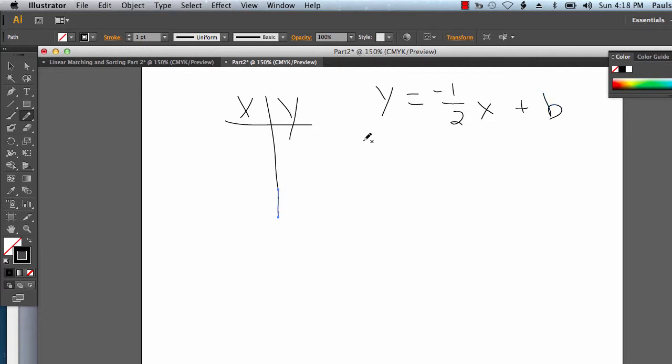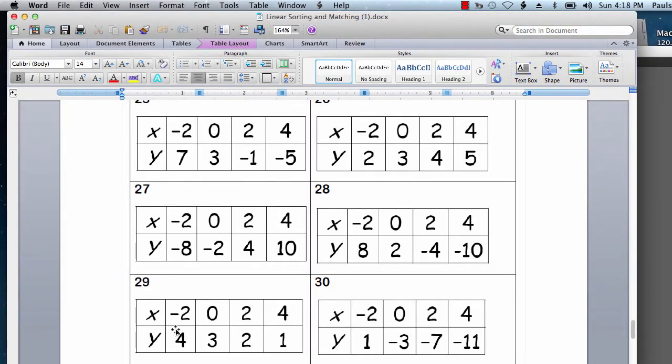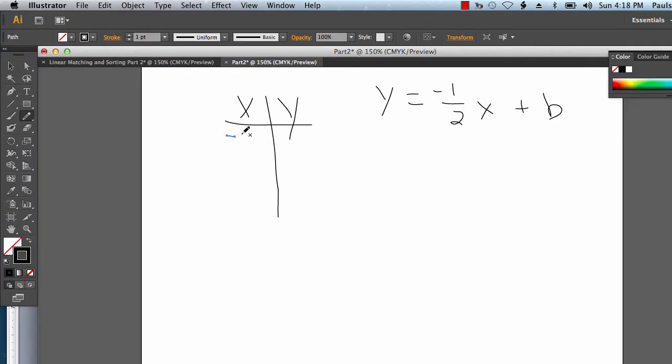Okay. And our values to plug in, and you're going to do this for every one, just plug in negative 2, 0, 2, 4. So we're going to go negative 2, 0, 2, 4. When you plug in 0 for x, remember that's the y-intercept. Whoops. I'm supposed to have plus 3 there. That's plus 3. This is our equation.